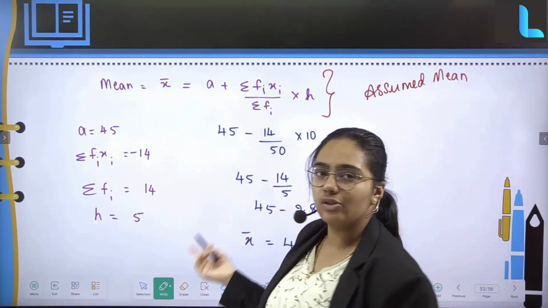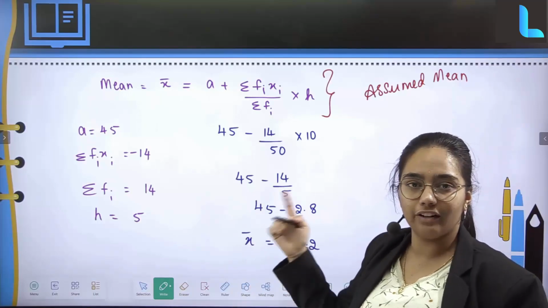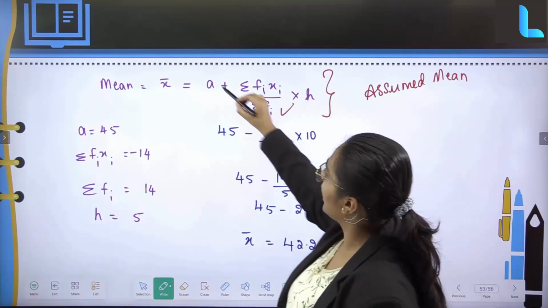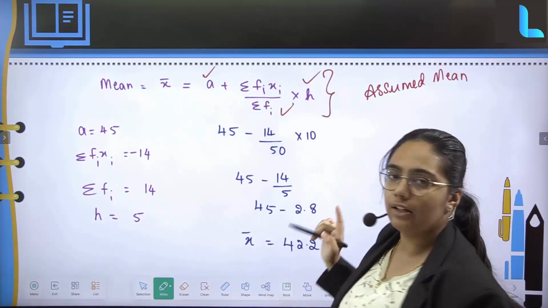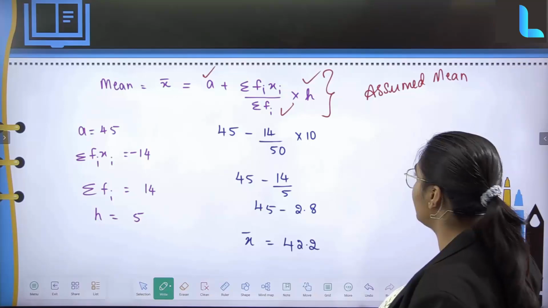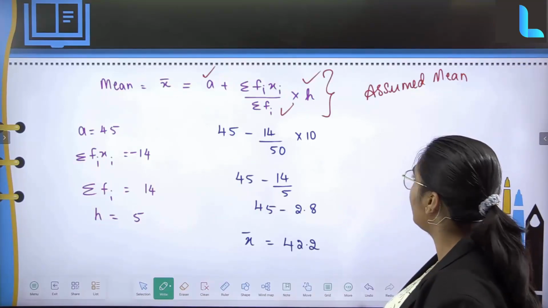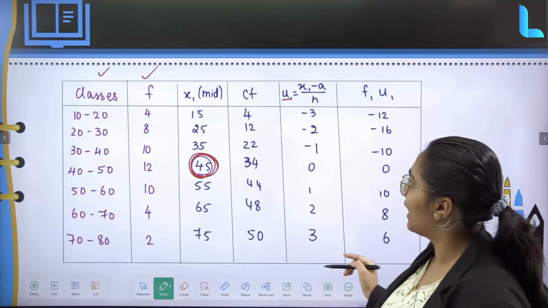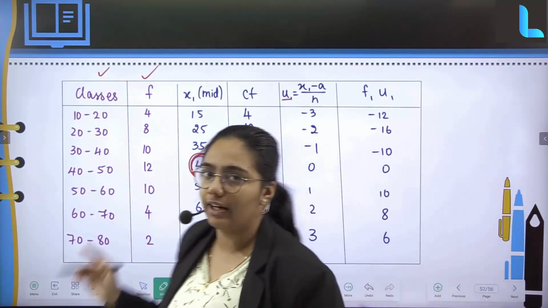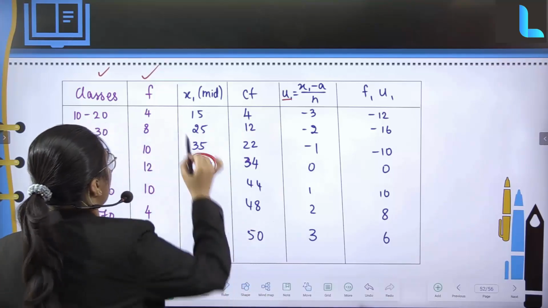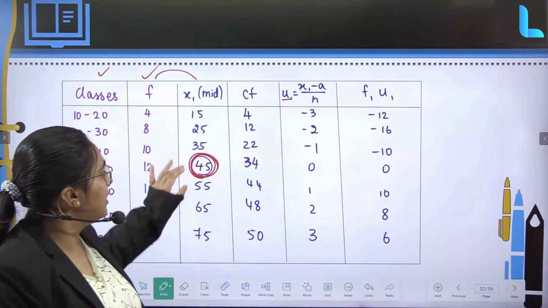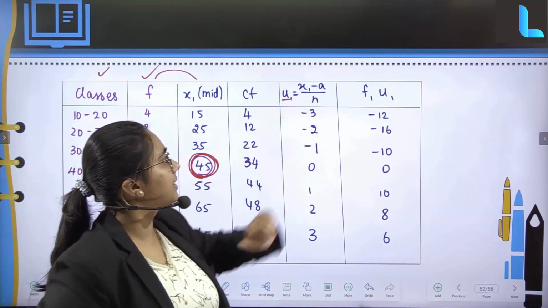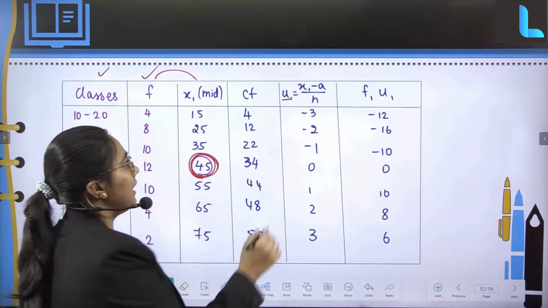The formula which I have applied is a plus summation of f_i u_i divided by summation of f. The denominator value I have, the assumed value I have, and the h value also I have. All that I need to get is the numerator value. How do I get that? I cannot directly find this and just multiply both of them. Since I have assumed something, I have to do it in such a manner that x_i minus a is nothing but d.